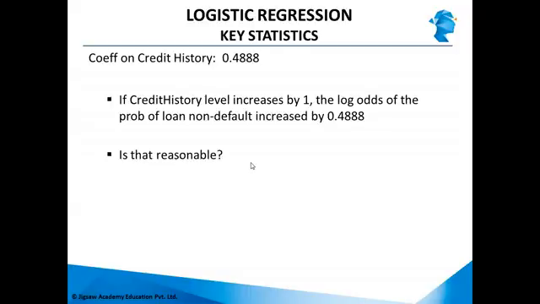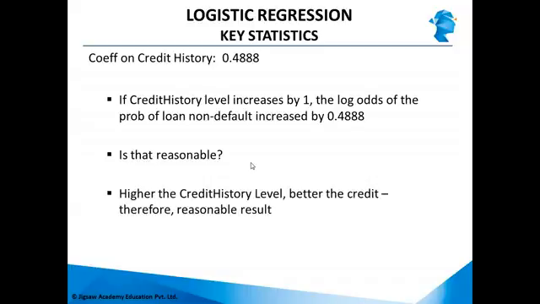Now is that reasonable? Yes, because I would expect that as my credit history improves, fewer people at higher levels of credit history will default on my loan. So this is a very reasonable result. The thing to remember here, of course, is that the y variable is the log odds of the probability of non-default. It is not the probability of default. It is the log odds of the probability of non-default.